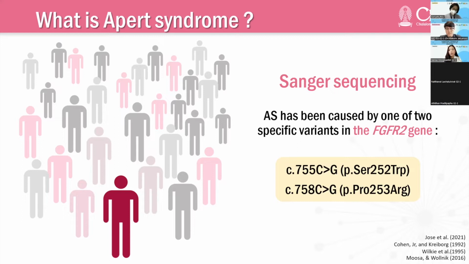The FGFR2 is the receptor in the FGF pathway that plays a major role in controlling homeostasis and proliferation of various cells. So alteration in the pathway leads to abnormal cranial vault development and skeletal disorder, resulting in elevated intracranial pressure and brain damage. The previous study showed that the two most frequent mutations are altered in the 252nd amino acid, about 85%, and the 253rd amino acid, about 15% of AS cases.